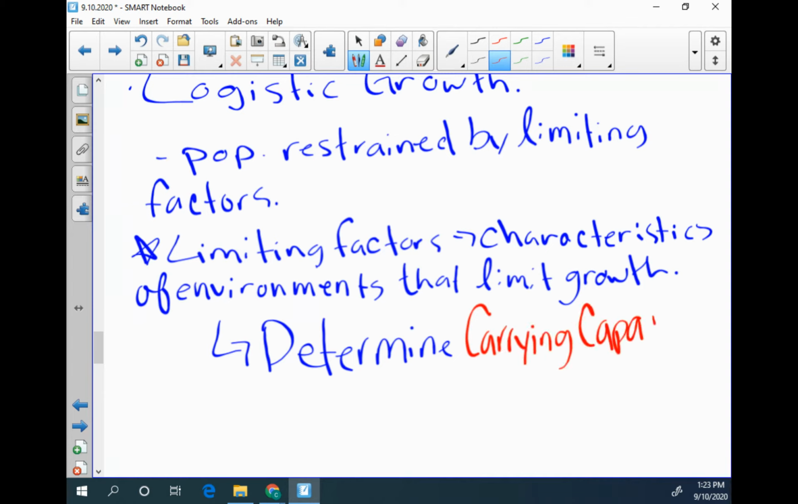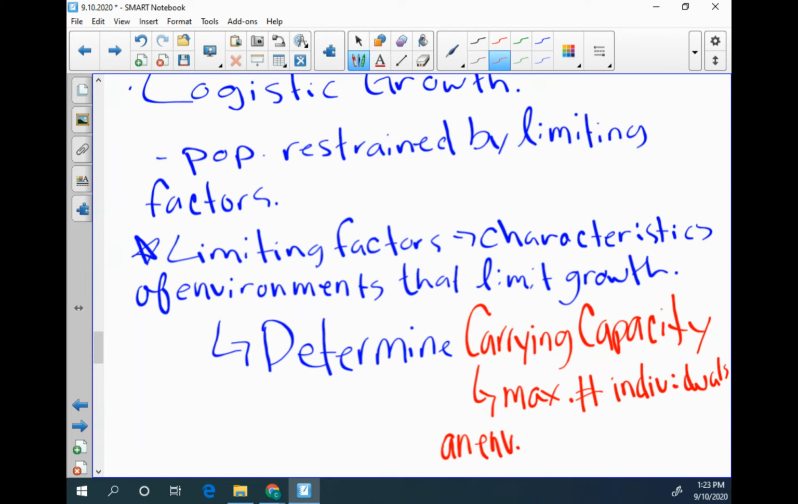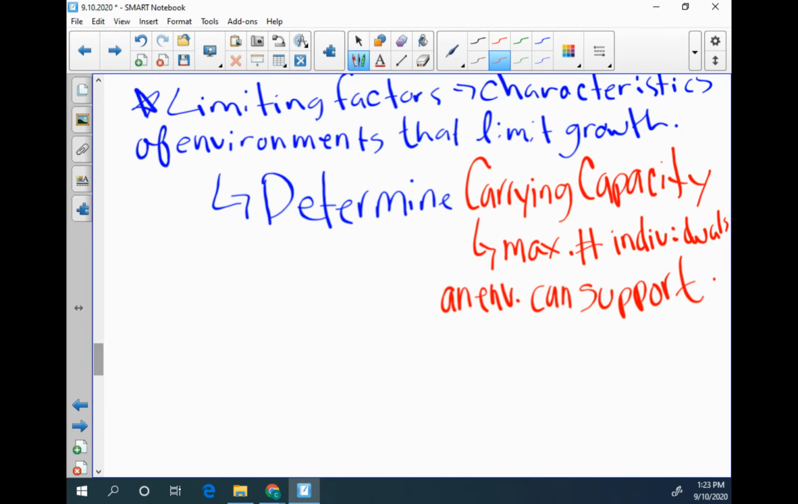Carrying capacity is also another one of those buzzwords. It's the maximum number of individuals a community or an environment can support. The maximum number of individuals an environment can support.